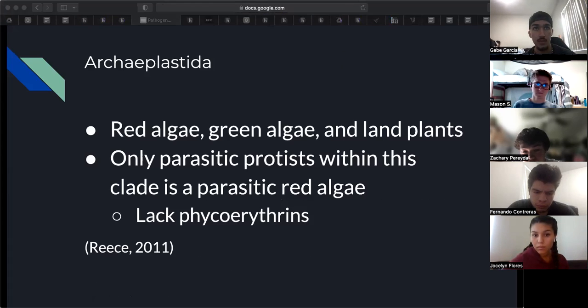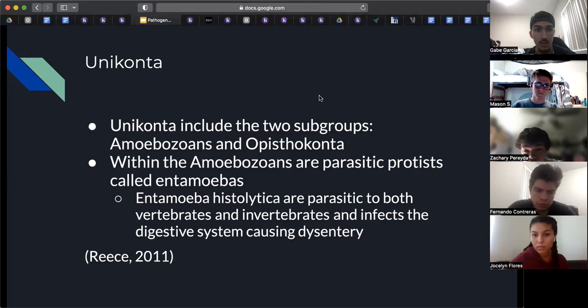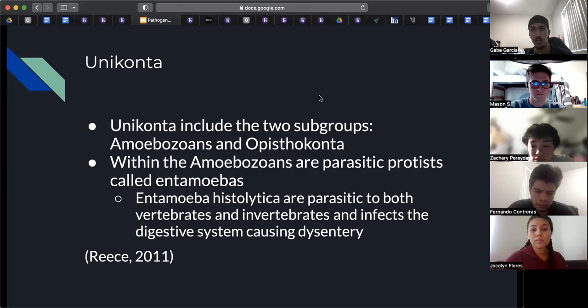Next slide. And then for Unikonta, there are two subgroups called amoebozoans and opisthokonts. The only parasitic protist within Unikonta is an amoebozoan called Entamoeba, and Entamoebas are known to cause dysentery within vertebrates and invertebrates.